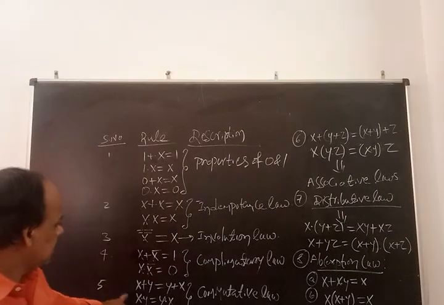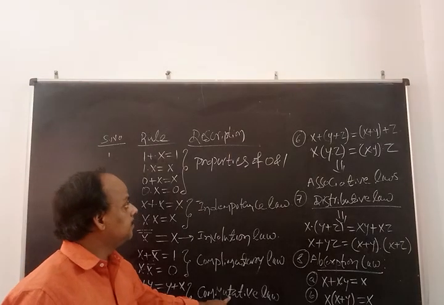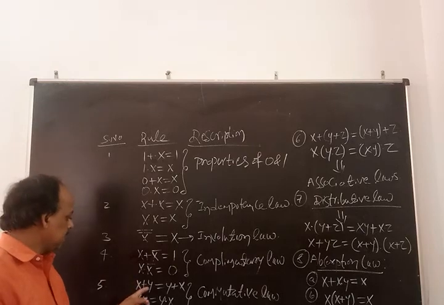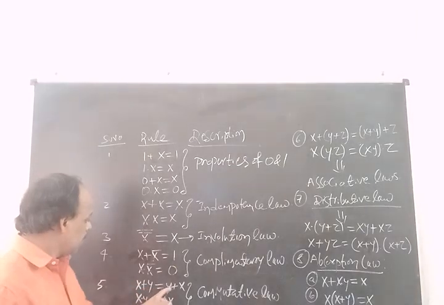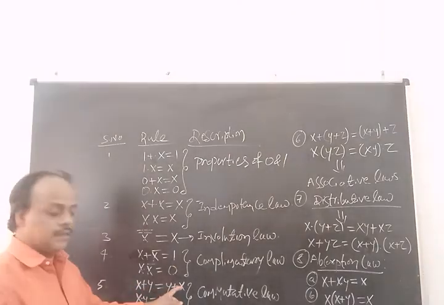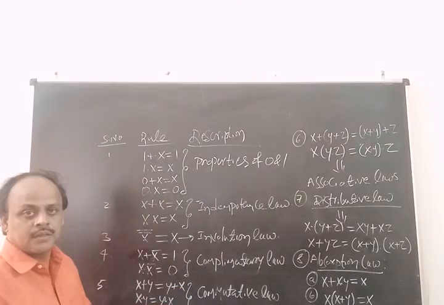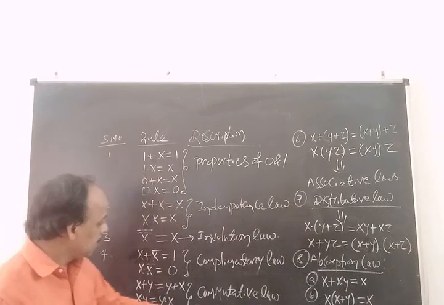Now let us see the commutative law. Commutative law states that x plus y is equal to y plus x, and x into y is equal to y into x. Right? This is what commutative law.